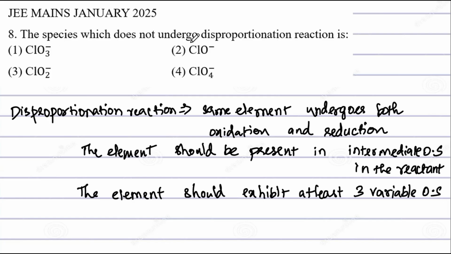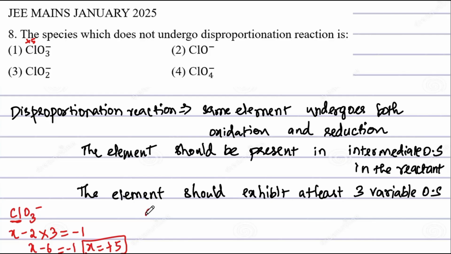Now let us see the given options, and find the oxidation states. ClO3 minus. Sorry, in ClO3 minus, we have to find the oxidation state of chlorine. So X minus, the oxidation state of oxygen is -2, so -2 into 3 atoms, that is equal to the charge -1. So X minus 6 equals -1. So the value of X is +5.